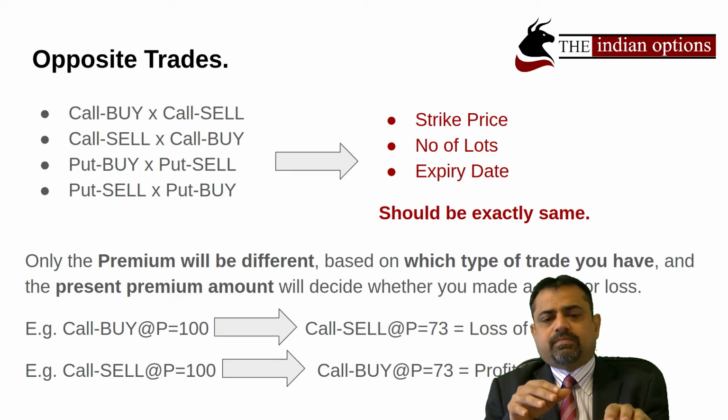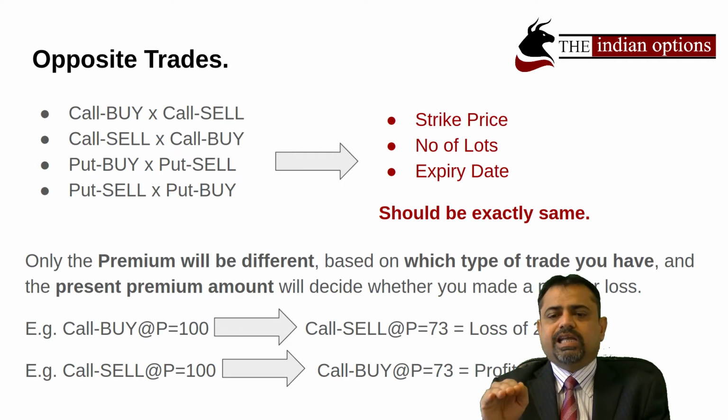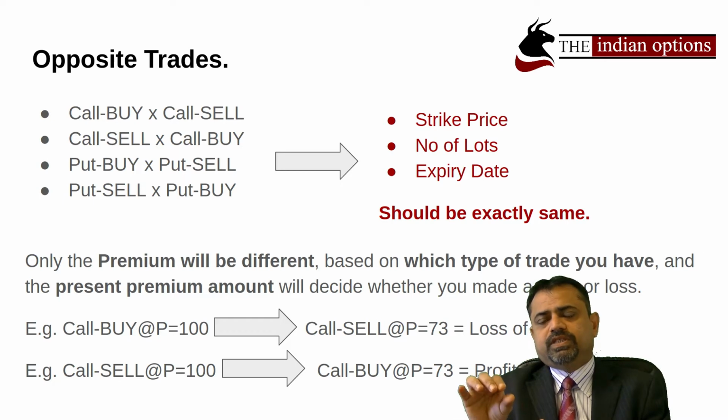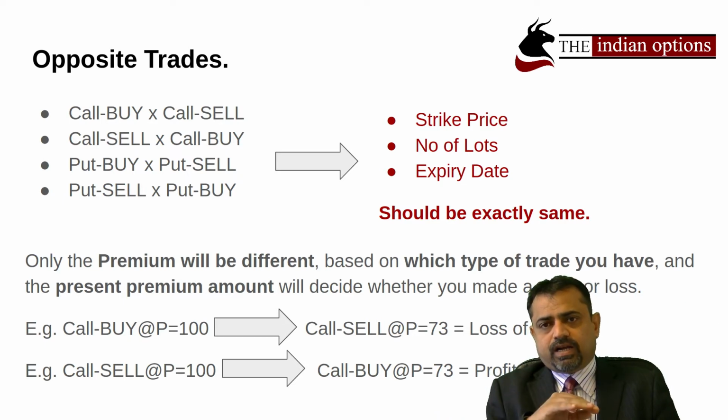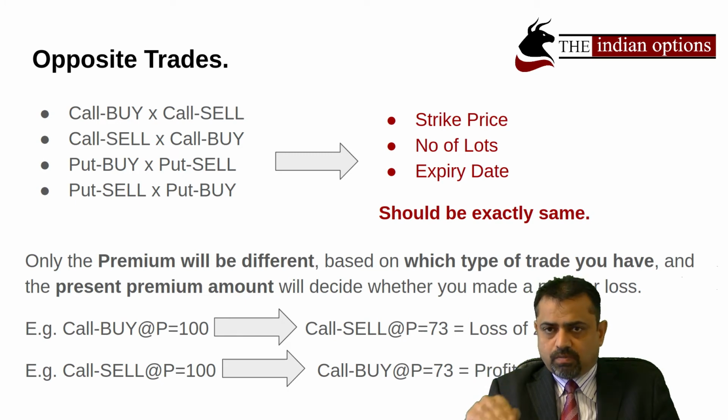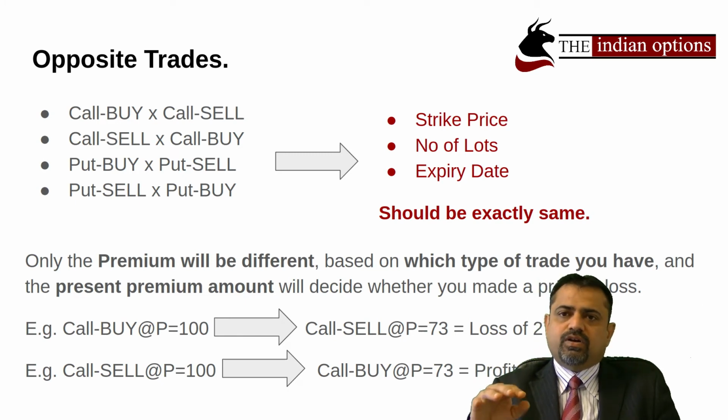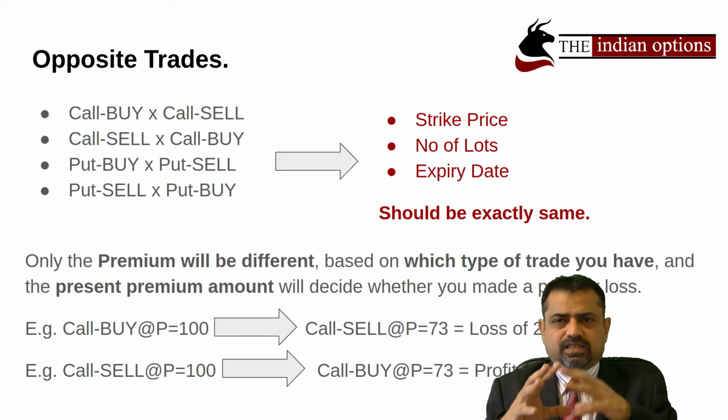Now I have taken an example. Say for example, you have opened a call buy trade with a premium of 100, and now to close this, you are selling it at premium 73, which means that you are making a 27 rupees loss. Okay, now if you had opened a call sell initially with the premium of 100, and now you have opened a call buy at 73, then you would have made a 27 rupees profit. So that's how it is basically.